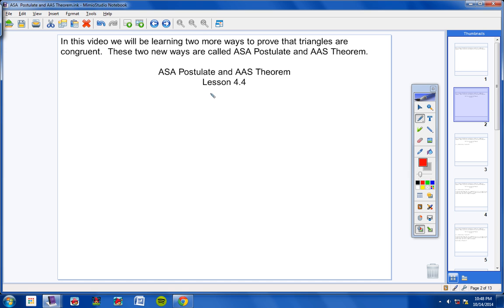The lesson number for today is lesson 4.4. Lesson 4.4, and be sure to include today's date. Okay? Be sure and include today's date.